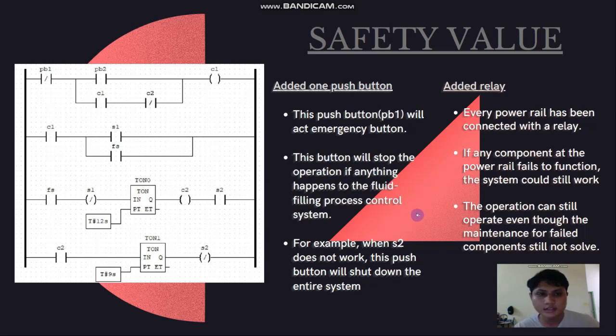Next, we add relays. Every power rail is connected with a relay. So if any component in the power rail fails to function, the system still can work. The operation can still be operated even though the maintenance for the failed components is not yet solved. So this is for the safety value.